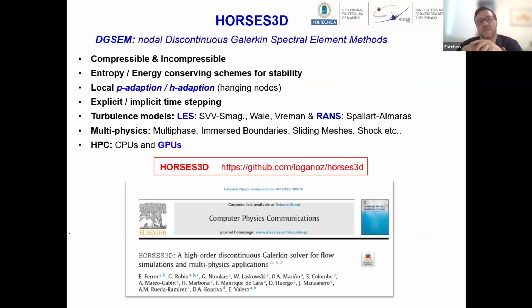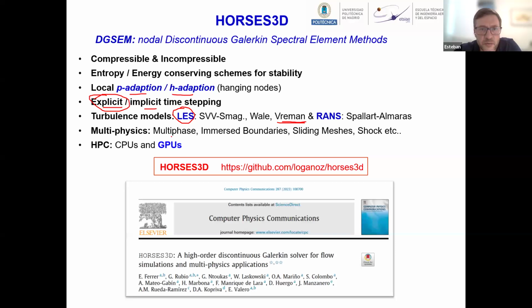Right, so what's Horses? Horses is a high order discontinuous Galerkin solver. We have compressible and incompressible versions. We have entropy and energy conserving schemes for stability. We can do P or H adaptation. We have explicit and implicit time stepping, but we mainly concentrate these days on explicit. We have various turbulence models, and in particular, we use LES. And during this talk, I will show only Riemann results.